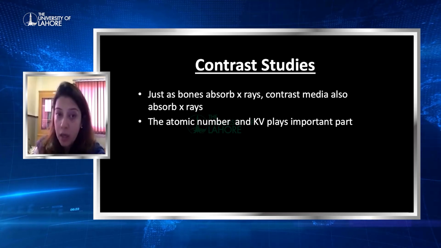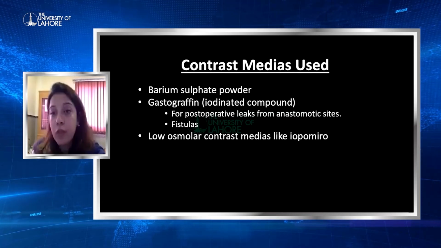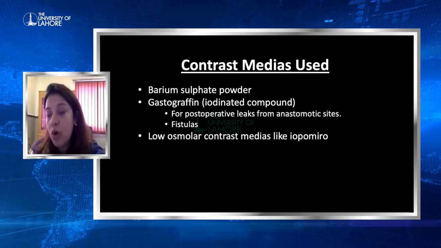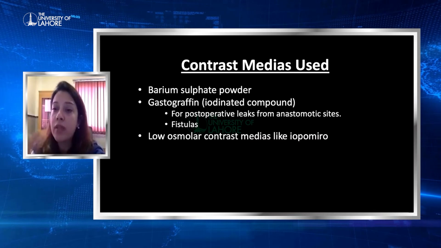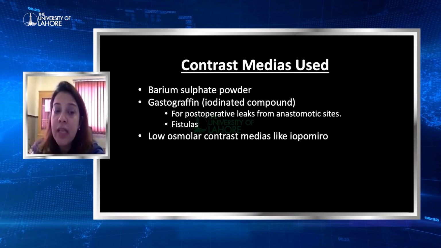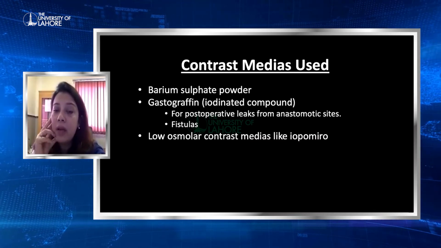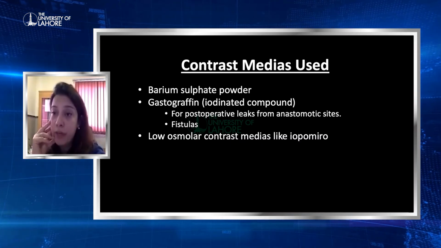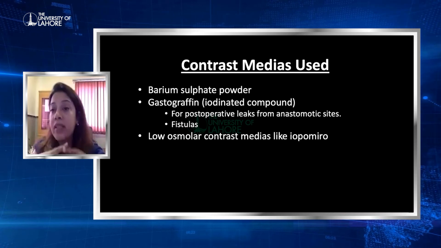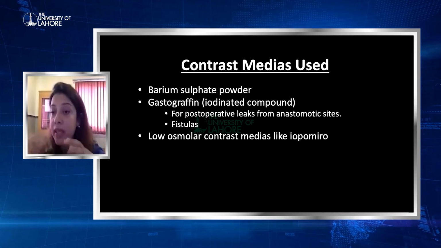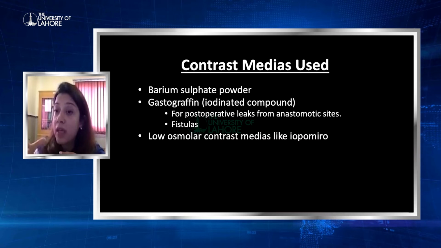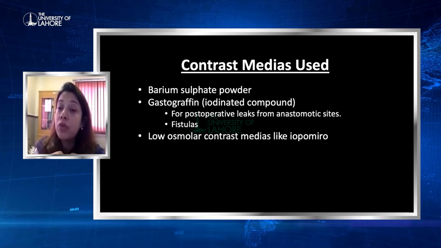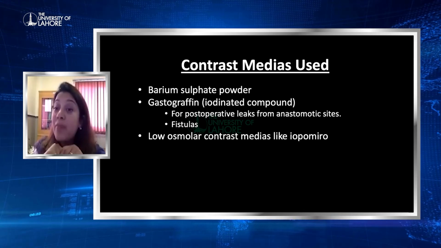Okay. So the contrast media that we use, mostly for the upper GI, we use barium sulfate powder. We dissolve it in water, and then we've got different kinds of suspensions that the patient brings. There's another compound known as gastrografin. It is usually used in post-operative patients. For example, you did an intestinal surgery, you did an anastomosis, and then you want to see whether the anastomosis is working. If there is some leak from the anastomosis, then you give the patient gastrografin. And why is that? Because barium is very dangerous.